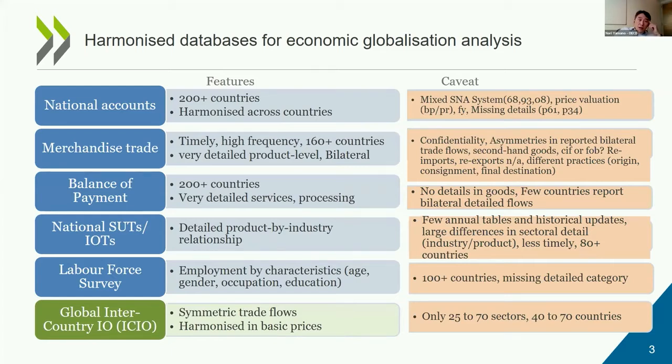We can start from the national accounts. Of course, a feature here is we can access actually all countries, more than 200 countries. It's easy to access from, for example, the United Nations or Eurostat data sources. And basically, the concepts are very harmonized across countries. However, there are some issues, like some countries are still using the old SNA system, and also sometimes the value-added are mixed, with basic prices and producer prices mixed. And sometimes we see countries publishing only in fiscal years, not in calendar years. So those are things where we still have to do a little bit of harmonization at the OECD.